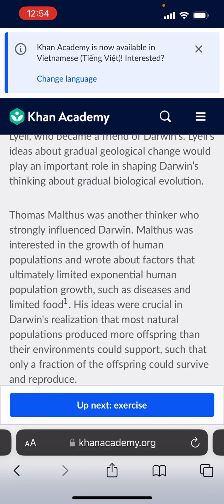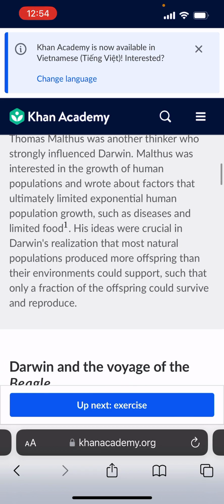Malthus was interested in the growth of human populations and wrote about factors that ultimately limited exponential human population growth, such as diseases and limited food. His ideas were crucial in Darwin's realization that most natural populations produced more offspring than their environment could support, such that only a fraction of the offspring could survive and reproduce.